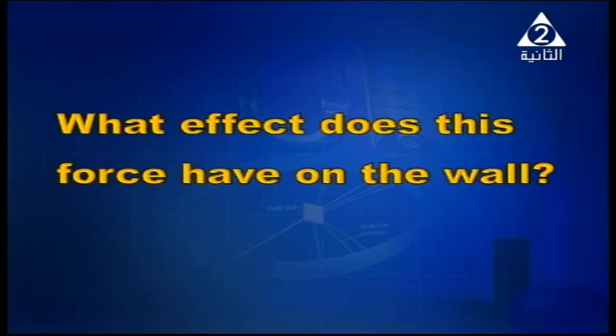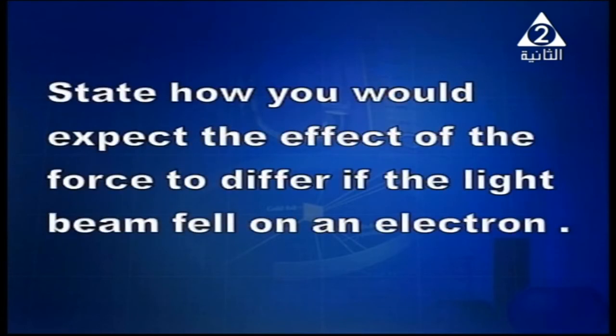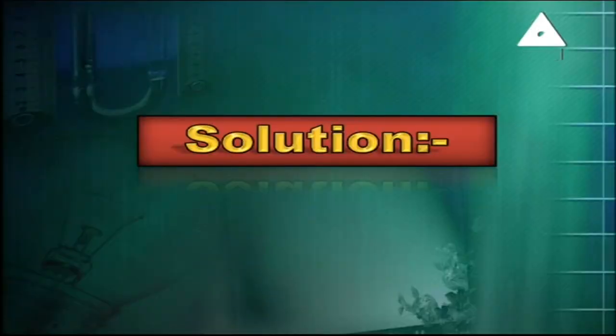And what effect does this force have on the wall? State how you would expect the effect of the force to differ if the light beam fell on an electron instead of a wall. Okay, we'll take it one by one.